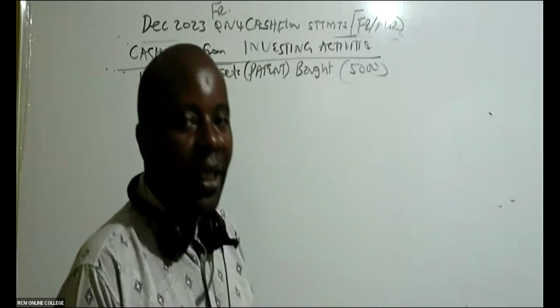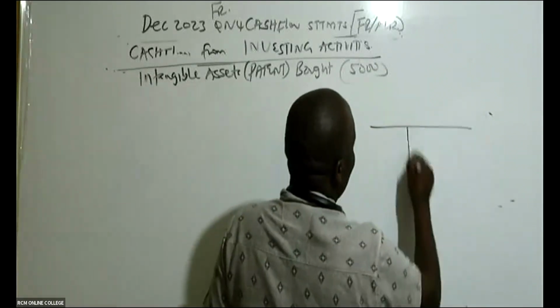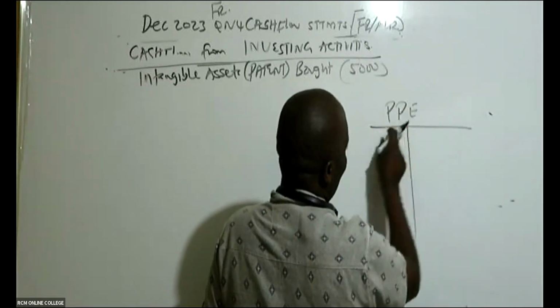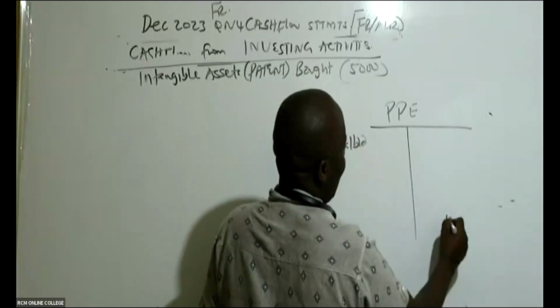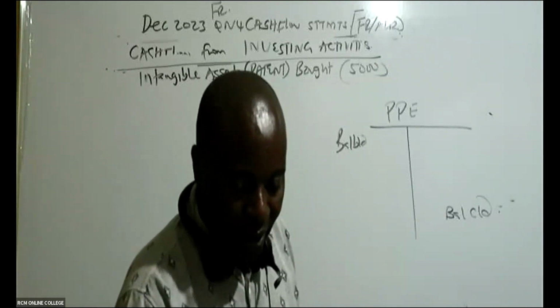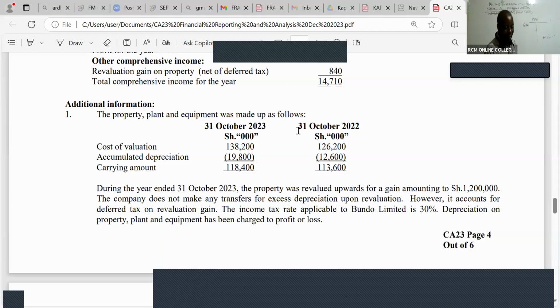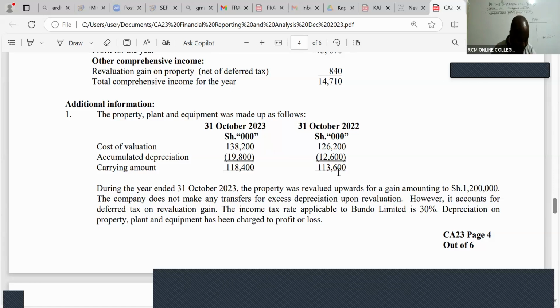Ladies and gentlemen, after that, the other investment I'll think about is the property, plant, and equipment. So come and give us property, plant, and equipment. This is an asset. So I'll say balance brought down here, balance carried down here. Track this in your balance sheet. Actually, it's even given here. You can see the property, plant, and equipment were made as follows. In 2022, the brought down is 113,600.